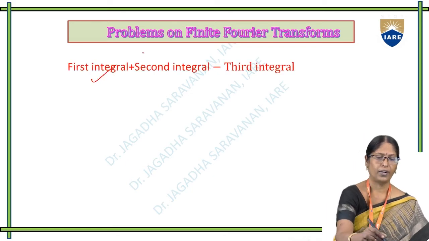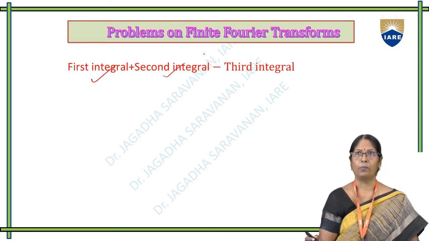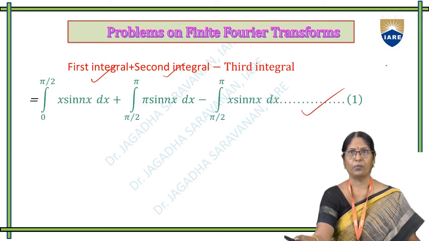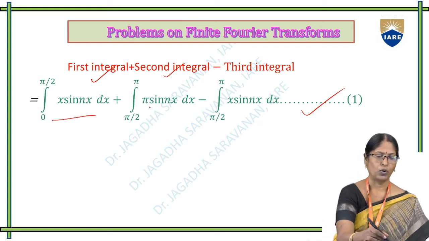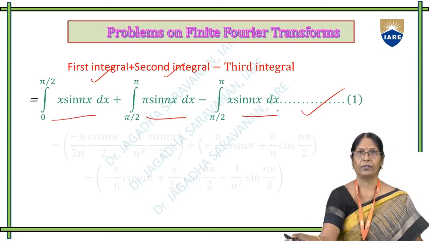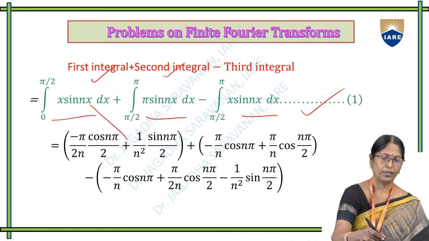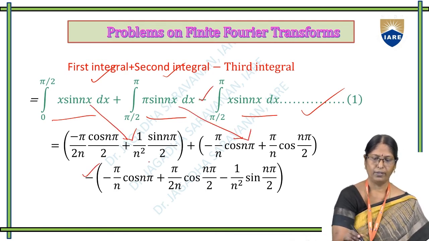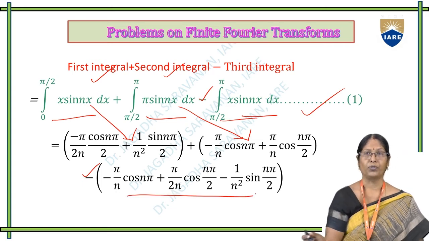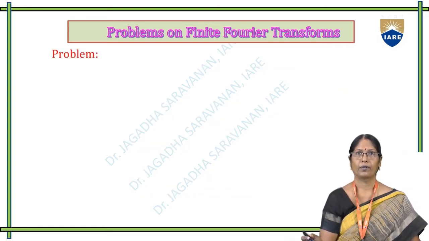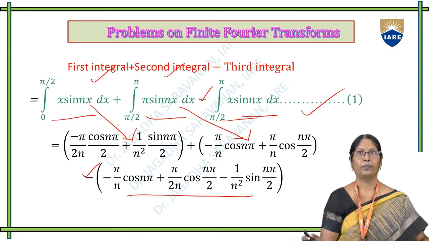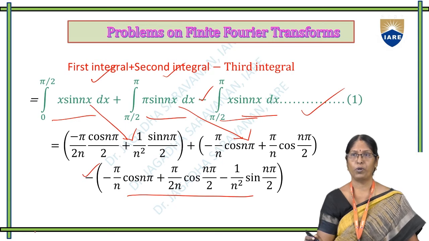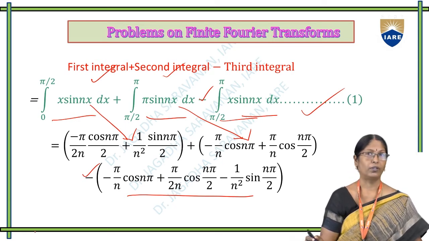So the first integral plus second integral minus third integral, that is, we are going to substitute in the equation 1. This we solved, everything we completed. So the first integral, this is the 1. The second integral, this is the minus sign. The third integral value is written. So we completed the second problem also. Now we will move to the third.